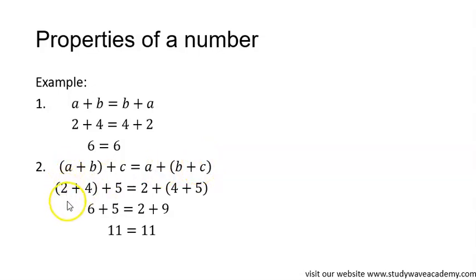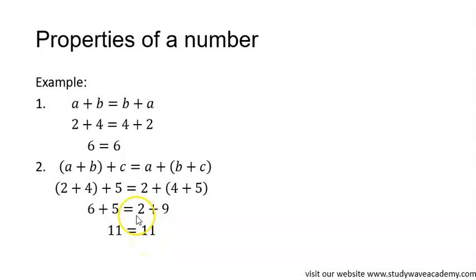Let's say a is 2 and b is 4 and c is 5. A is 2, B is 4, so 2 plus 4 will give us 6. So 6 plus 5, which is C, it's going to give us 11. Here in this other side, it's A plus bracket B plus C. A is 2 plus B is 4 and C is 5. 4 plus 5 is 9. So we have here 2 plus 9. 2 plus 9 is still going to give us 11.